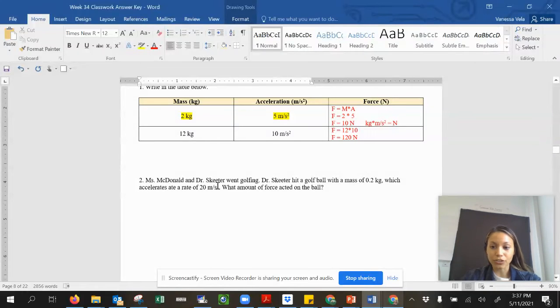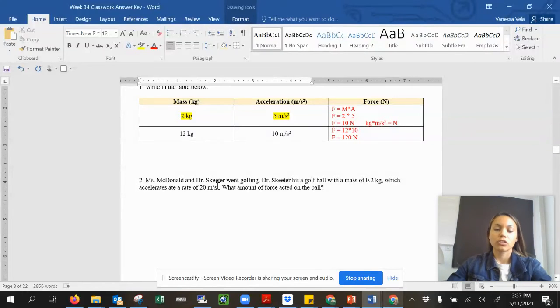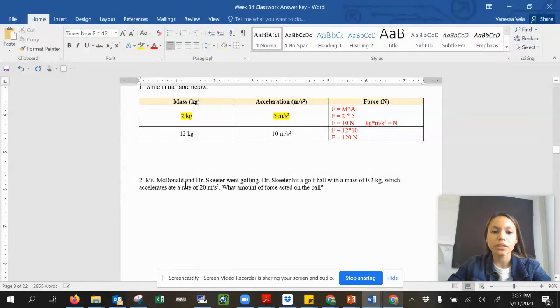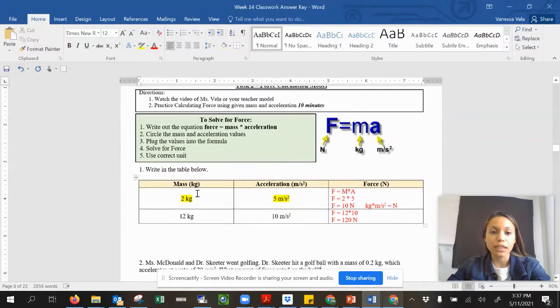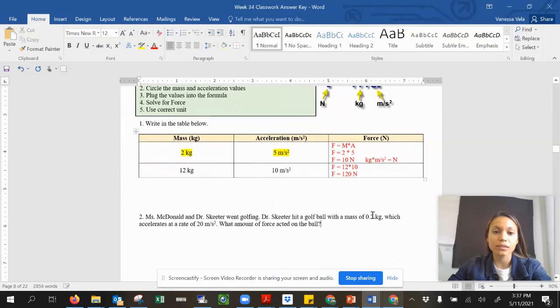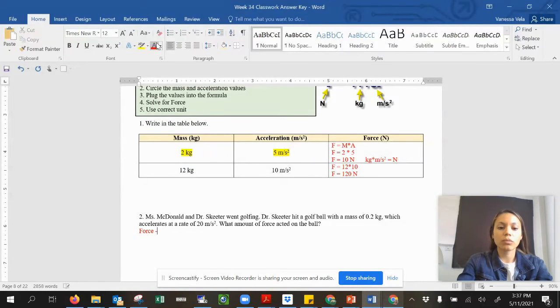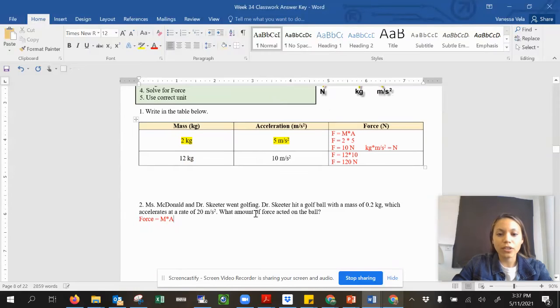Miss McDonald and Dr. Skeeter went golfing. Dr. Skeeter hit a golf ball with a mass of 0.2 kilograms, which accelerated at a rate of 20 meters per second squared. So what amount of force acted on the ball? Well, the first thing we're going to do is, since we're looking for force, we need to do force equals mass times acceleration. And then we're going to circle the mass and acceleration values.